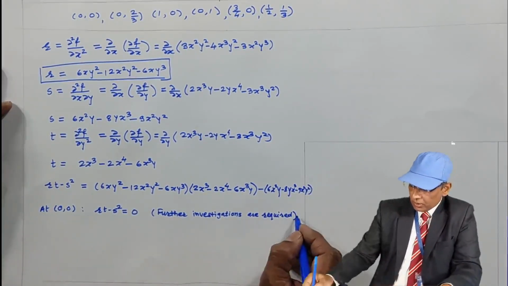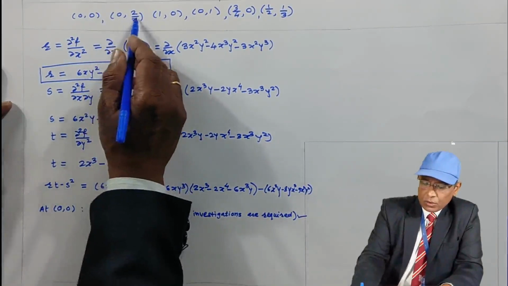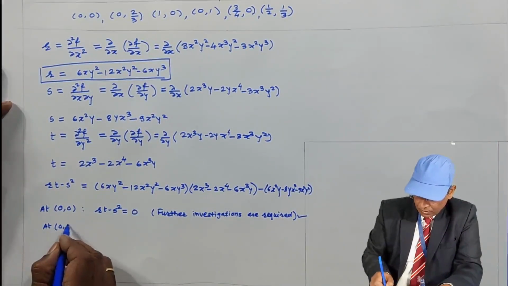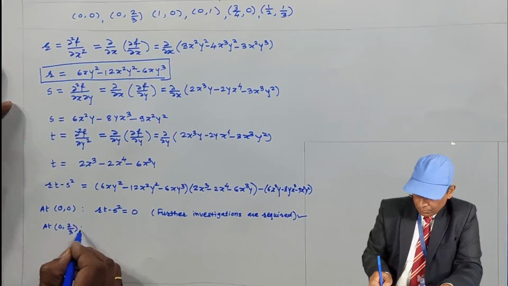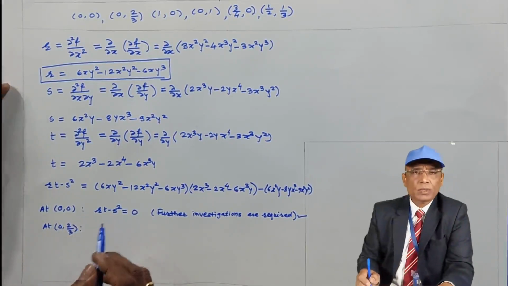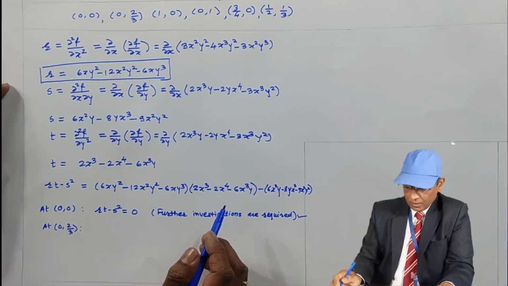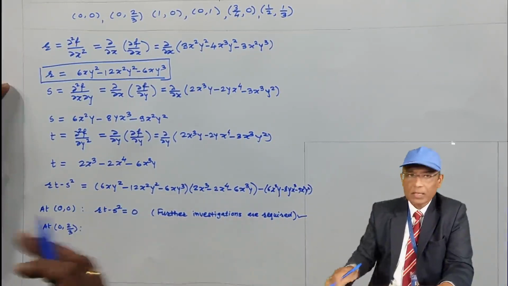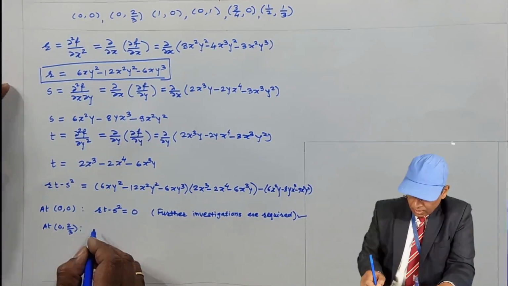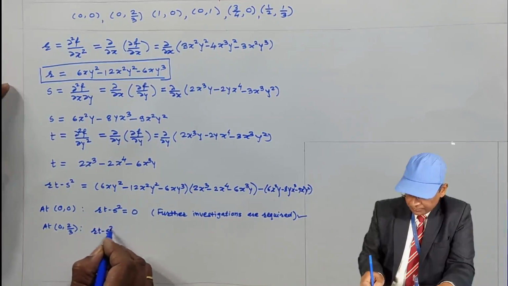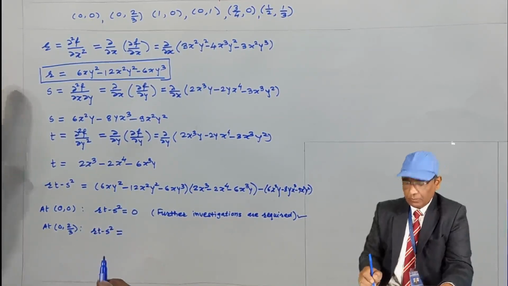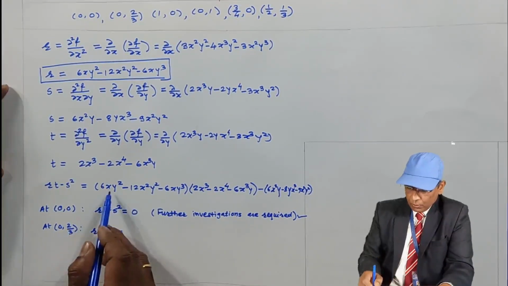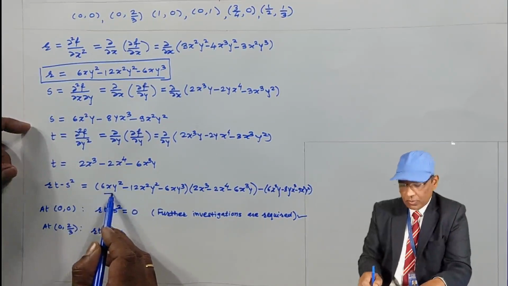At 0, 0, this is there. At 0, 2 by 3. Because rt minus s square is 0, you don't calculate what is the value of r for that. rt minus s square is the deciding factor; if it is 0, then you put this sentence and go ahead. Now, rt minus s square at this point. Now, put x equal to 0 and y equal to 2 by 3. Put x equal to 0, this will get removed.